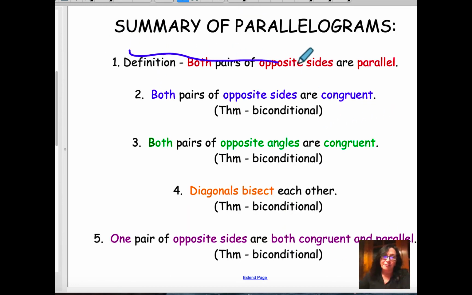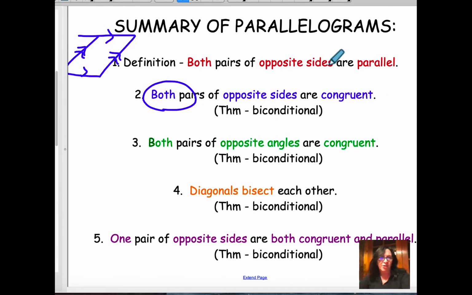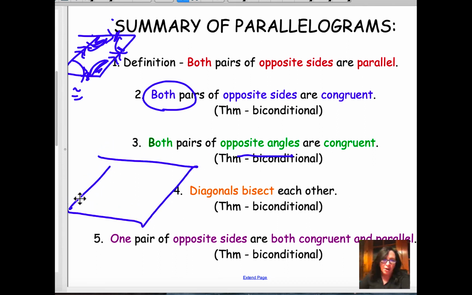So, summary of parallelograms. So far, we know that both pairs of opposite sides are parallel. So if we had a shape, I'm just going to draw a shape here. Parallel, parallel, parallel, and parallel. Both pairs of opposite sides are congruent. So this is congruent to this side. That side's congruent to that side. Both pairs of opposite angles are congruent. This angle here is congruent to this angle, and this angle is congruent to this angle. Additionally, the diagonals bisect each other, which means that they cut each other in half. So this side is equal to this side, and that side is equal to that side.